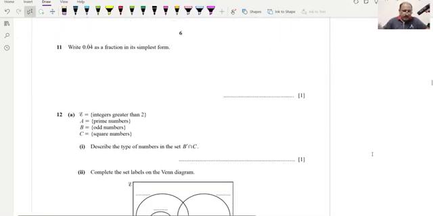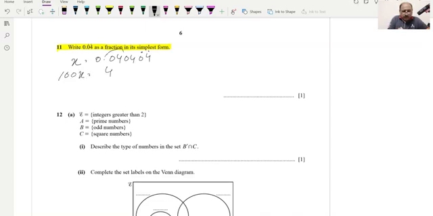Now question number 11, we have to write this as a fraction in simplest form. So we can rewrite, for example, x is equal to 0.0404, and 04, this is basically recurring, and 100x will be equal to 4 point. We can move this decimal over here, and it will be 4.0404 recurring. And what else we can do?